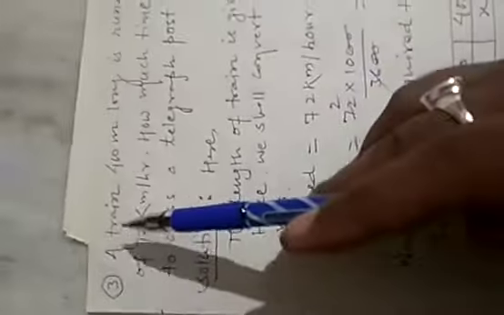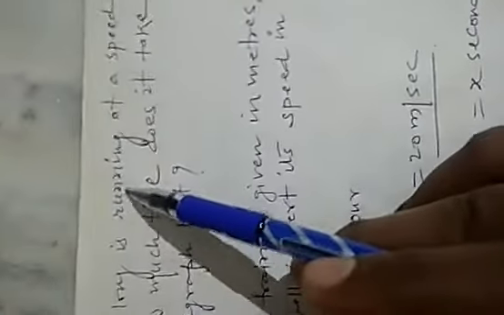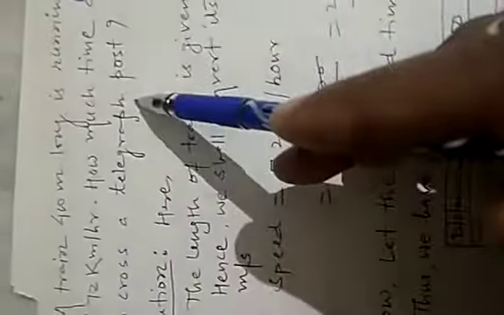Now take another example. A train 400 meters long is running at a speed of 72 km per hour. How much time does it take to cross a telegraph post?